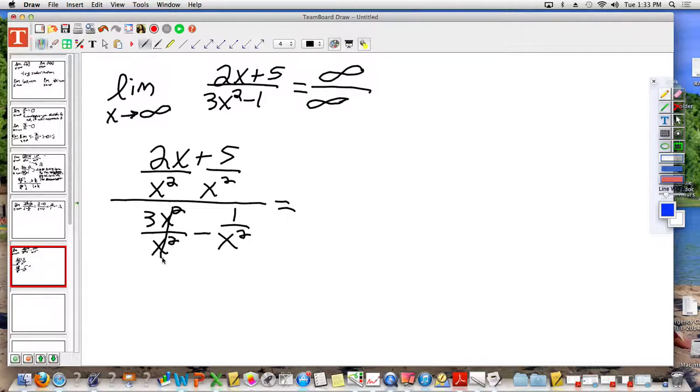These cancel out. Agreed? 2x over x squared. What's that going to get you? 2 over x. 5 over x squared does not simplify. This leaves you with a 3. What about this? Stays the same. Does not change at all.